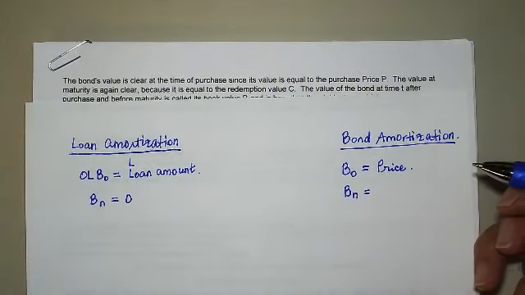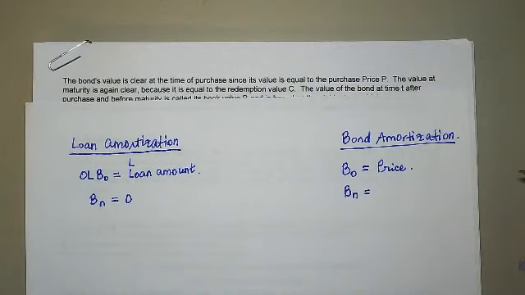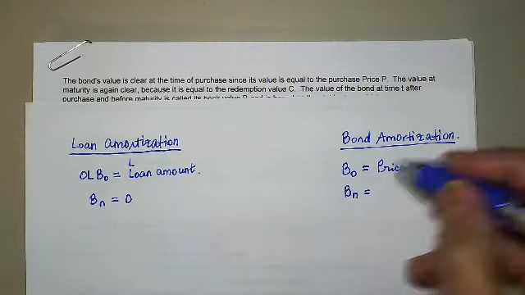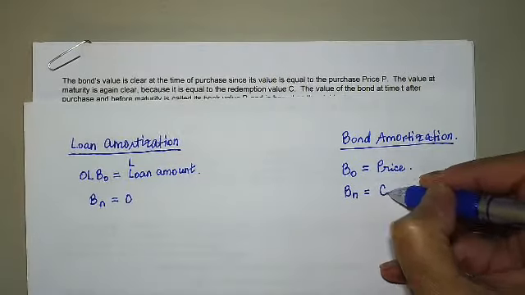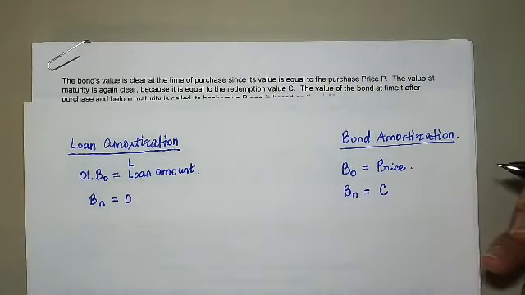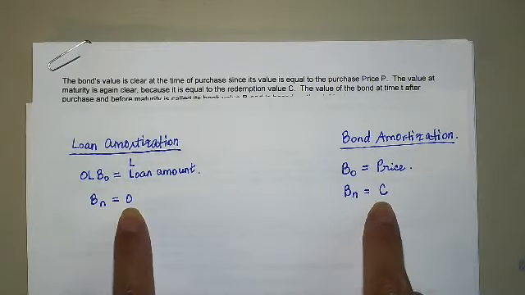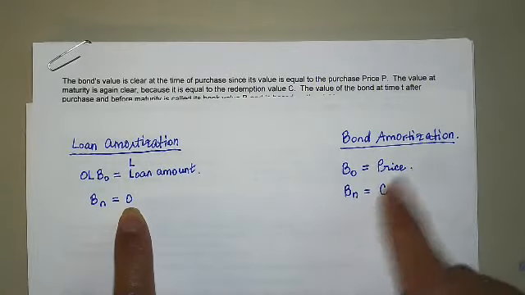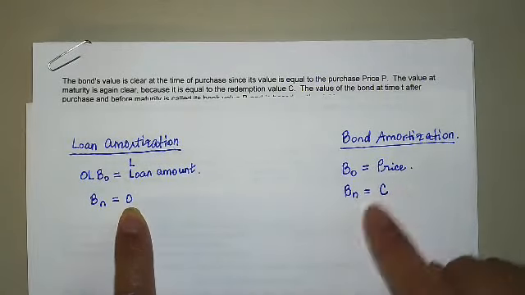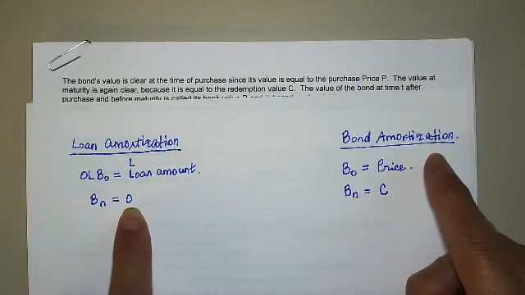BN. This is called the book value, by the way. The OLBs are called the book values of this bond, meaning what is the remainder of the debt on this bond. Talk to me. BN. What do you think it is? The redemption amount? Yeah, it is C. BN is equal to C. Do you see the difference right here?